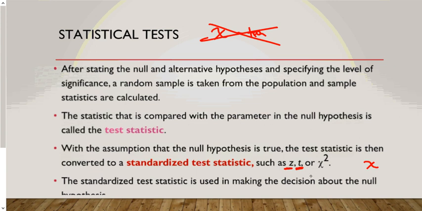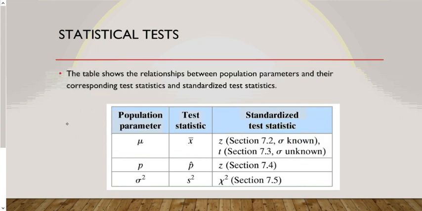Okay, then we use that standardized test statistic to make a decision about the null, whether we can reject the null or whether we fail to reject the null. Here's the instances where you would use those. If you're using the population parameter of mu, then we would use our z's or t's. And again, that just depends on whether or not you know the standard deviation or if it's unknown. Again, in real life, unknown is probably a little more common.